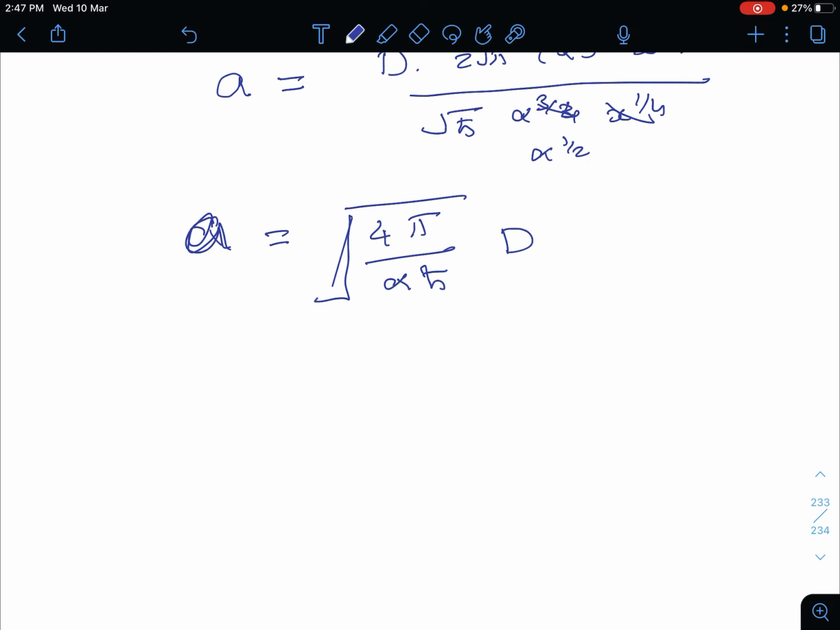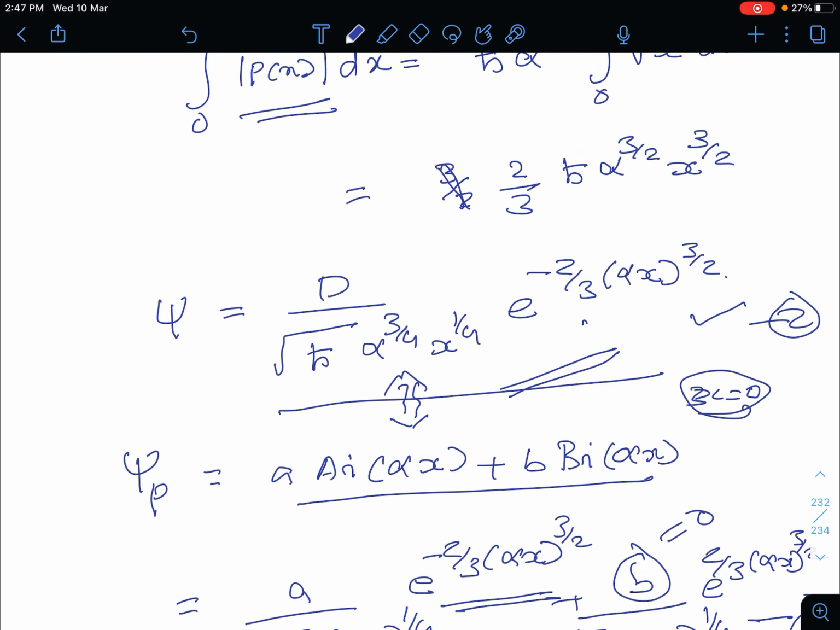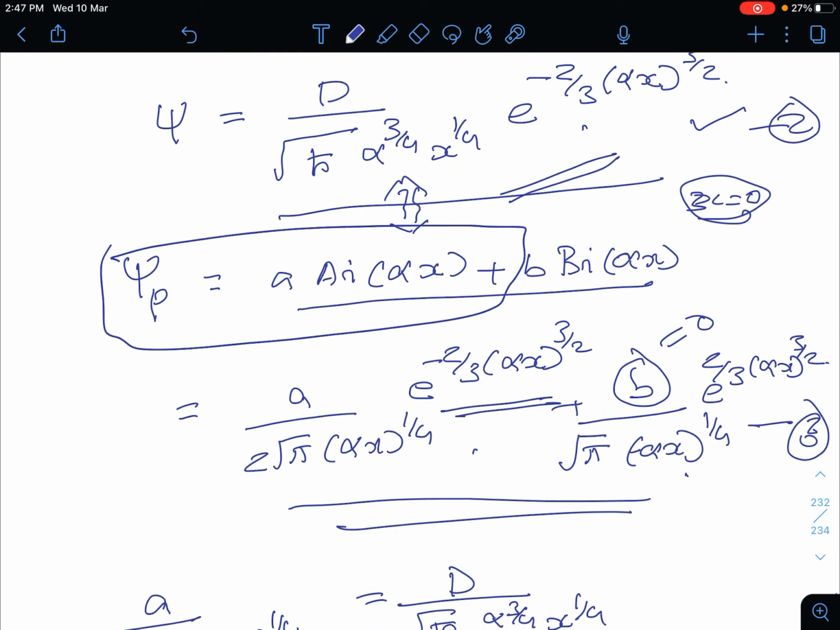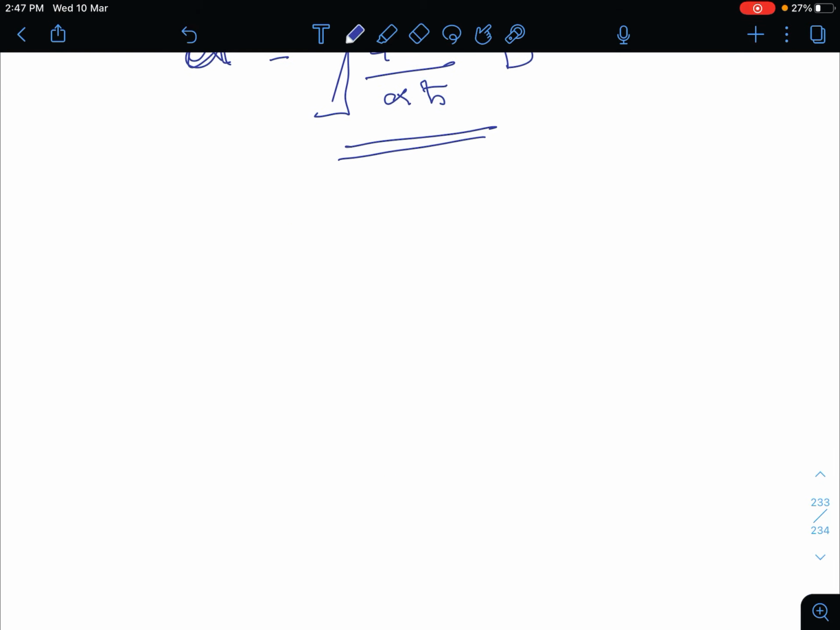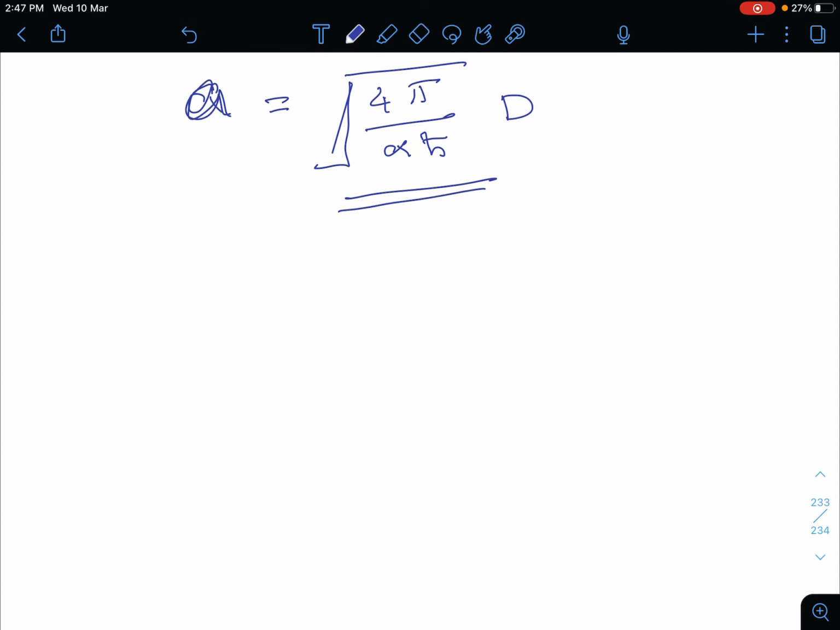Okay. So this a into Ai of alpha x, that is the solution 1, on the right hand side. Now let us look at the left hand side. So what is the left hand side? If I take the left hand side, then the equation is integral x to 0 p of x dx. Now if I do that, we'll get the same answer, no problem.